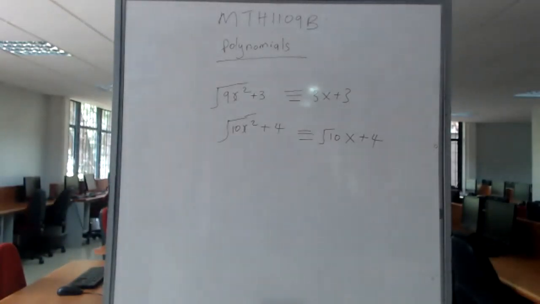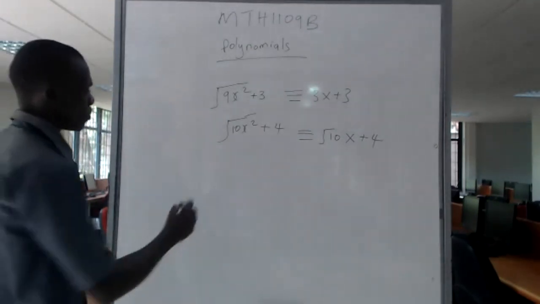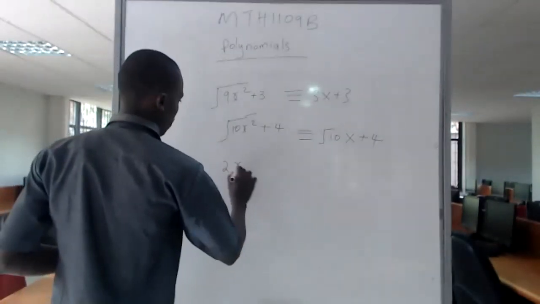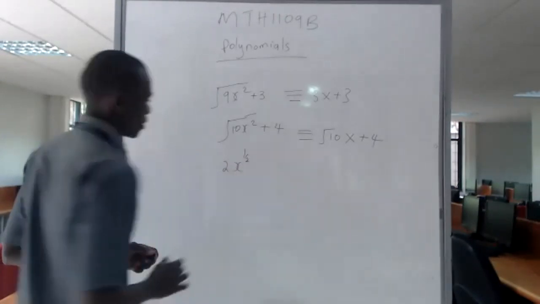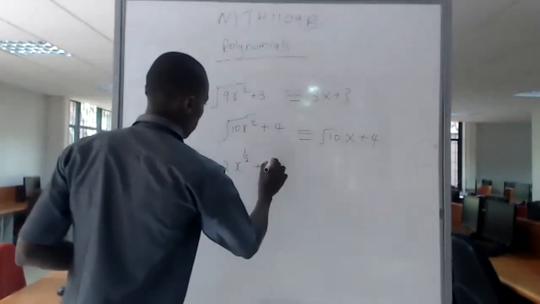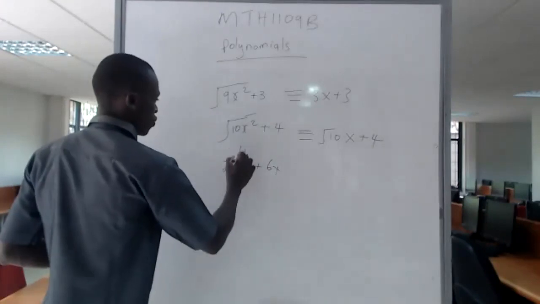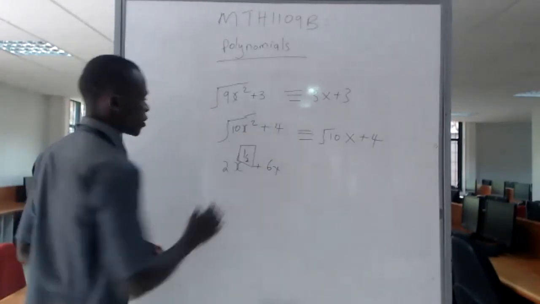Why is it not a polynomial when it has a half as a power? Which one? The other example that you gave before, like 2x to the power of a half plus 6x. Yes, this is not a polynomial because of this term. The unknown variable has an exponent which is a half.